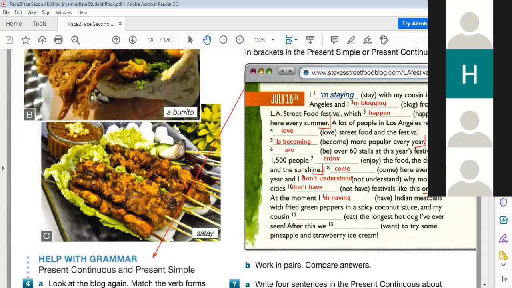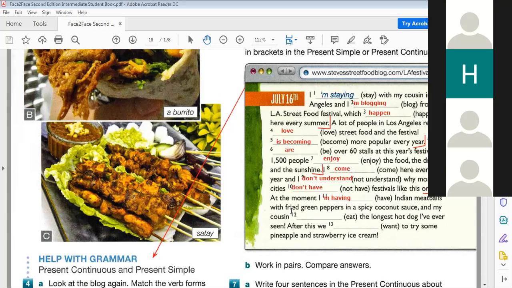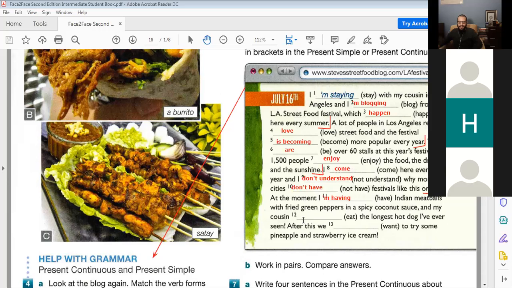What do you think, Najat? Is eating or eats, maybe? I think it's is eating. You have to agree. I can't write something if not all of you agree on it. It has to be all of you agree. Eating. I think it's is eating. Right. Because at the moment I'm having Indian meals with a Korean pepper, it's spicy coconut sauce, and my cousin is eating.